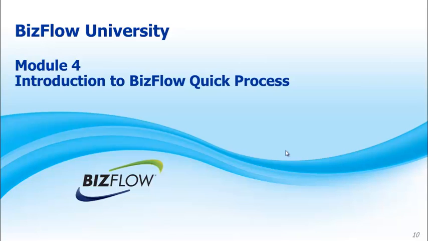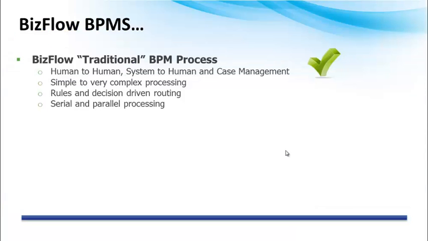In this module, I'm going to give you a brief introduction to BizFlow's Quick Process. What we've learned so far is that you can use BizFlow to design and implement very simple to very complex processes that can include information that's routed between humans, or human-to-human processing where we're incorporating other business systems. And we can do that in serial or parallel processing. We can do case management types of processing, and we have rules and decision-driven routing.